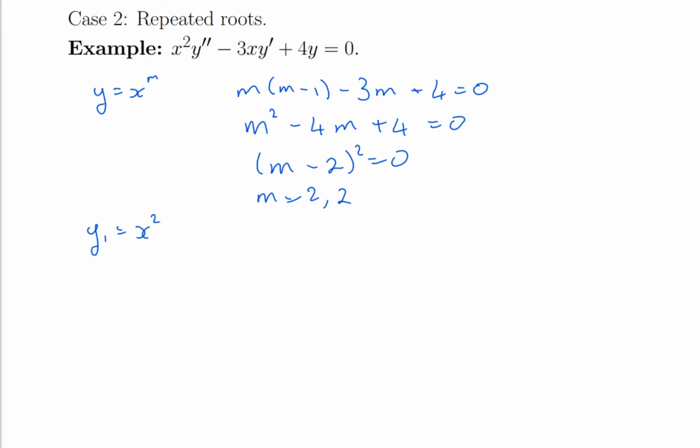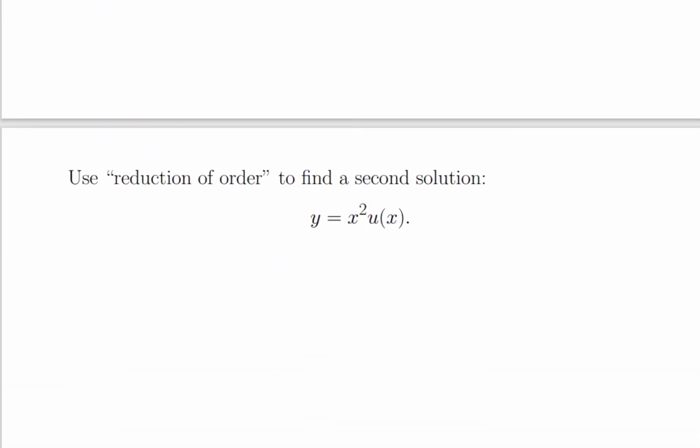So there is a standard method for finding a second solution when you know one solution, and it's called the method of reduction of order. And what you do is you try y equals some function of x to be determined times the other solution that you found already. And when you substitute that in, you will get a lower order equation, a first order equation to solve for u. So let's see how that works in this case.